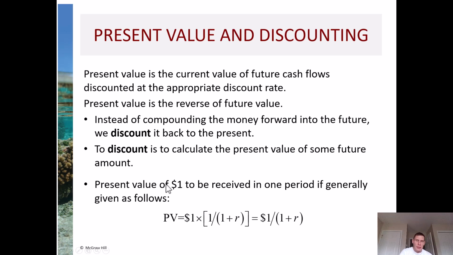So the present value of $1 to be received in one period is generally given as follows. And you can see the formula here. I don't need to read that out. We'll look at an example with some numbers here in a second.